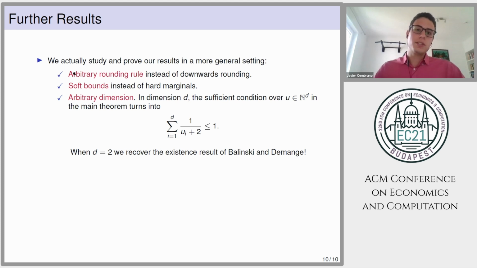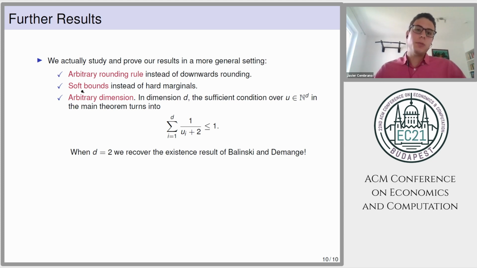We also work with soft bounds in our paper instead of hard marginals, following both the settings of Pukelsheim and Young in 1 dimension and the setting of Balinski and Demange in 2 dimensions. They all use soft bounds for the number of seats that we want to assign to a given list, a district, or in our case to a gender. So for instance, instead of saying that we want each gender to obtain exactly half of the seats, we would say that we want each gender to obtain between 40 and 60% of the seats. And our results are still valid.